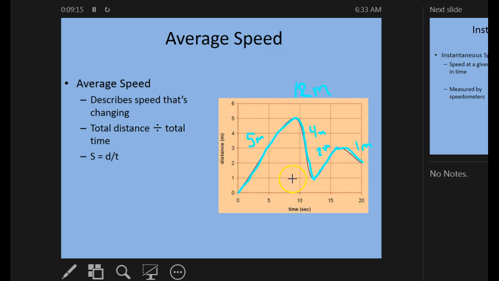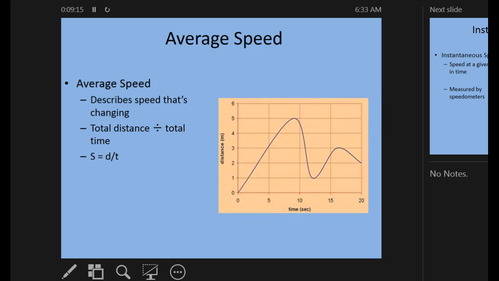5, 4, 2, 1. Notice he's going in different directions, just like you would in your car, but he's traveling this whole time. And then his time along the x-axis is 20 seconds. So 12 meters divided by 20 seconds. And that's 0.6 meters per second. All right, so that's distance.